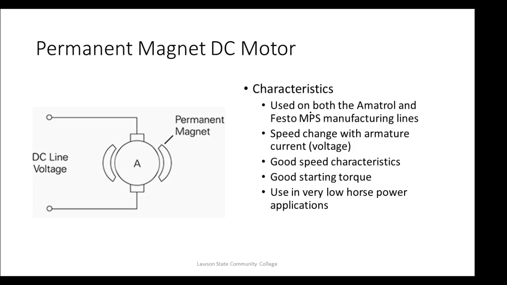This is a permanent magnet motor. This is what all ours are, used on both the Omnitrol Tesla manufacturing line. Speed changes with armature voltage, which is going to change the what? Yeah, so if I change the voltage to a resistance, it's going to change the current, right? Good speed characteristics, good starting torque, used in very, very low horsepower applications.